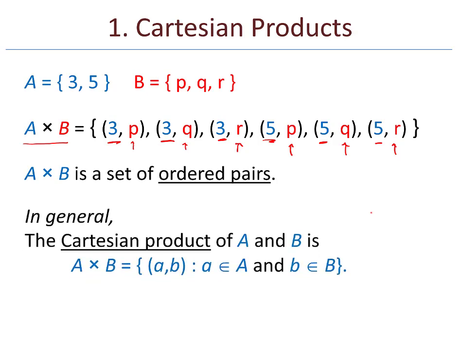In general, the Cartesian product of A and B is A cross B equals all ordered pairs of the form (a, b), such that a is taken from set A and b is taken from set B.